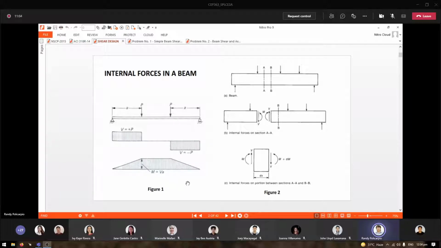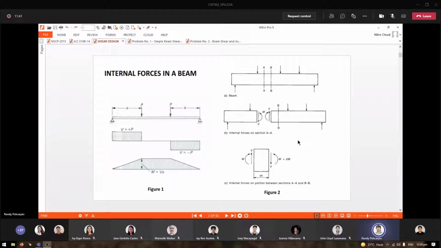Okay, so once the beam has an external load, it will have what we call internal forces. By plotting your shear and moment diagram, you may be able to determine at different locations on your beam your shear and your moment. I will not elaborate on this, since you are already familiar with how to get the shear and moment.